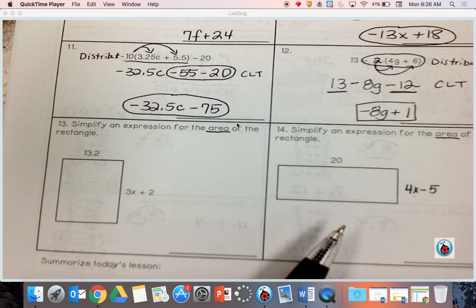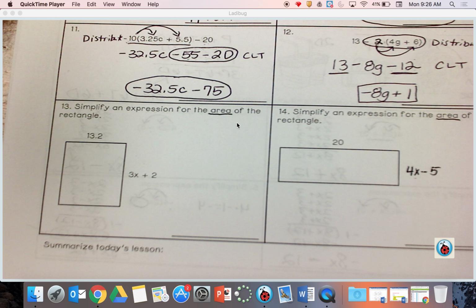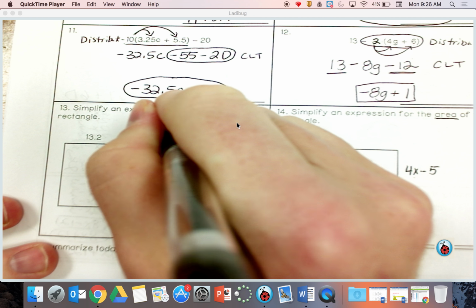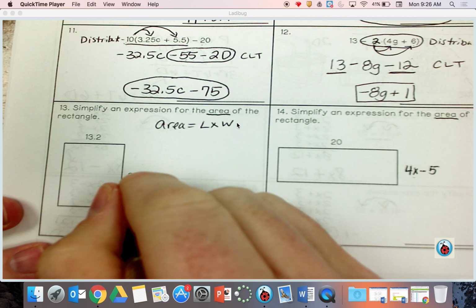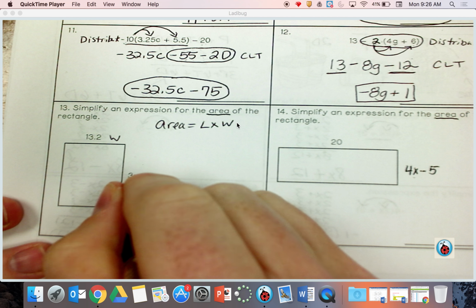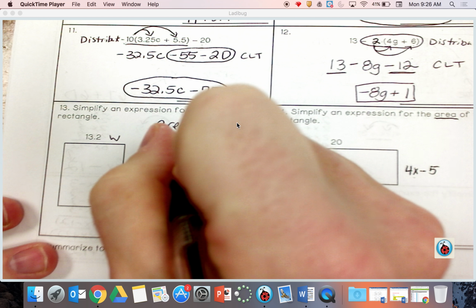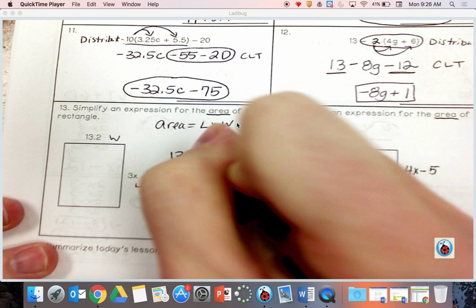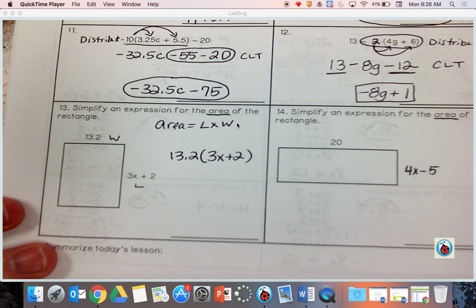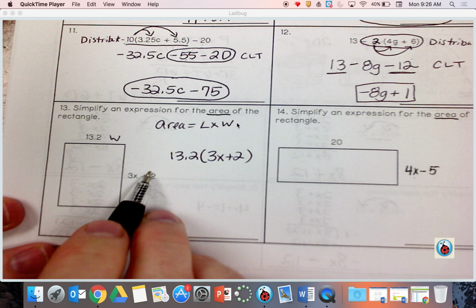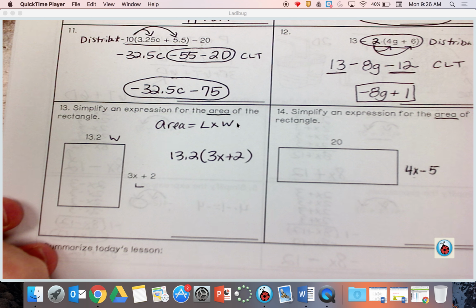Alright? So number 13 says, what is the area of the rectangle? Well, area is just length times width. So here's my width and my length right there. If I wanted to write it out, it's 13.2 times 3x plus 2. And look what happens there. That's basically a distributive property. I took my area formula, length times width, multiplying my width by my length, and it turns into a distributive property.